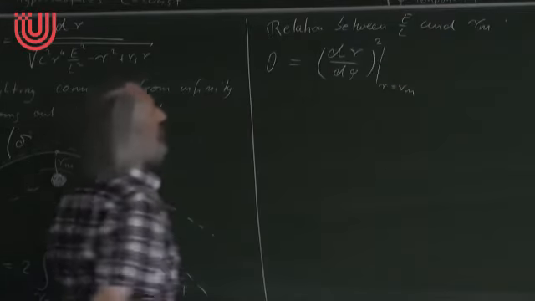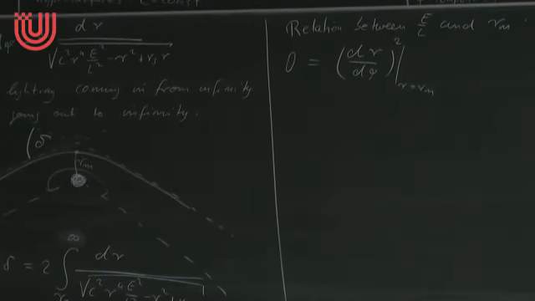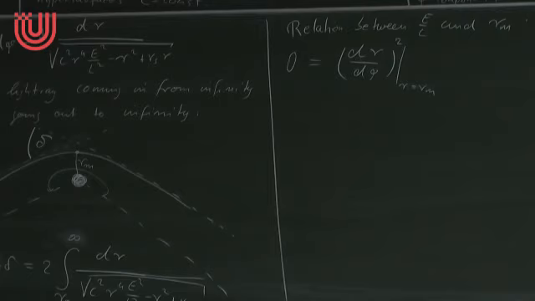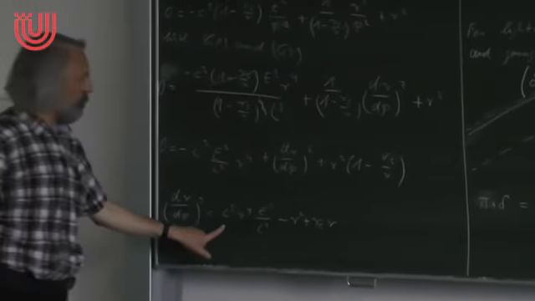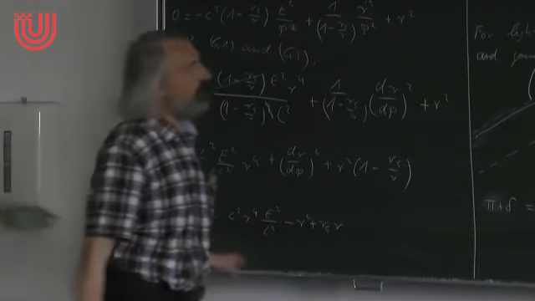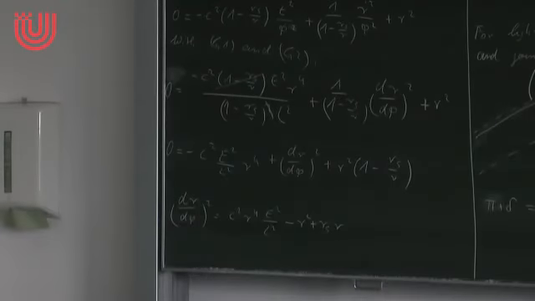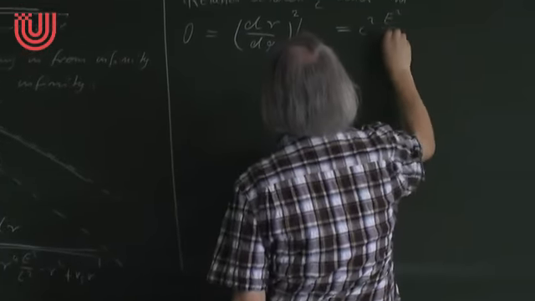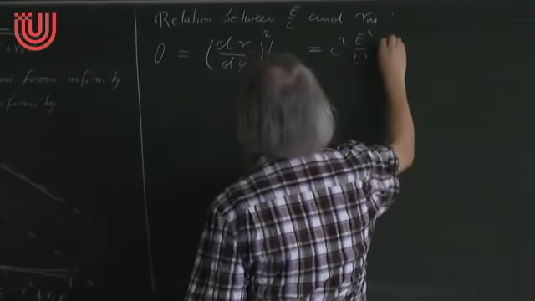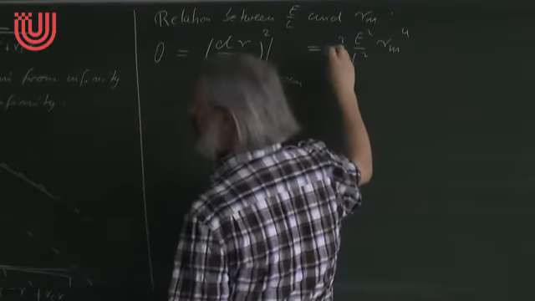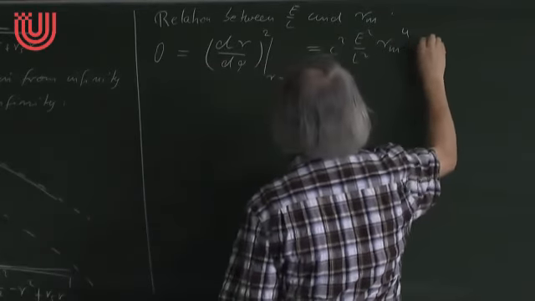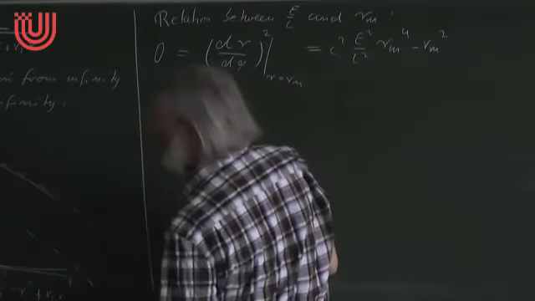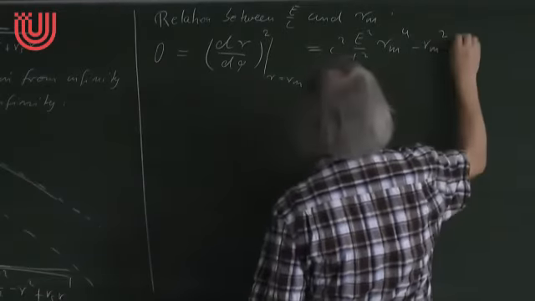And actually, it's convenient to calculate the square. If the thing itself is 0, then of course the square is also 0. And dr by d phi we have calculated here. It's exactly this expression, if I set r equal to Rm. So this is c squared E squared over L squared, and Rm to the fourth, minus Rm squared, plus Rs Rm.